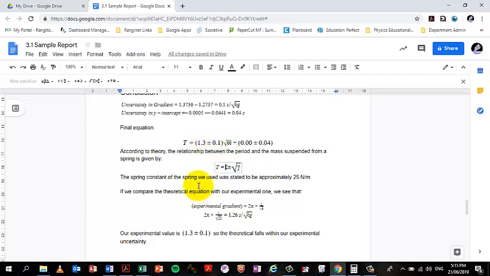When we compare those constants, we see that one is 1.26, that's the theoretical one, and one is 1.3 plus or minus 0.1. And 1.26 is only 0.04 less than 1.3, so it falls within our experimental uncertainty, which ranges between 1.2 and 1.4. So that's how we do the comparison.